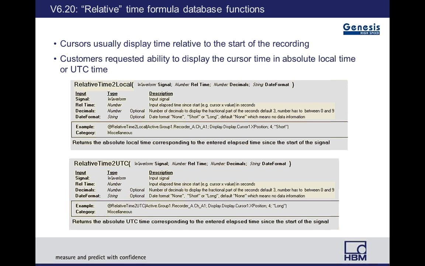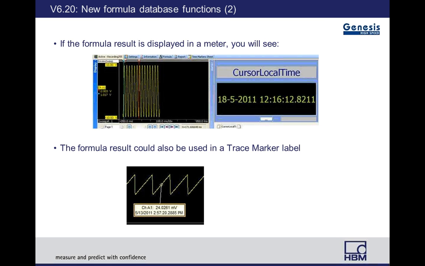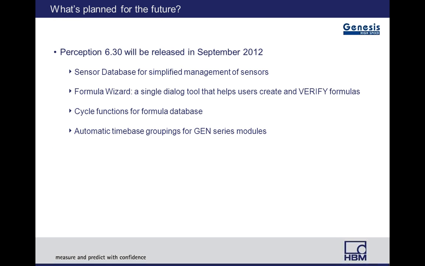In version 6.20, we also added some additional formulas relating to the time of a cursor readout. In Perception, the default time display is always relative to the start of the recording. So when you hit start recording, that's time t equals 0, and the time increases up from there. That time is what all of the cursor readout is done.